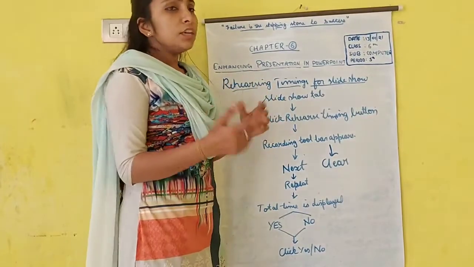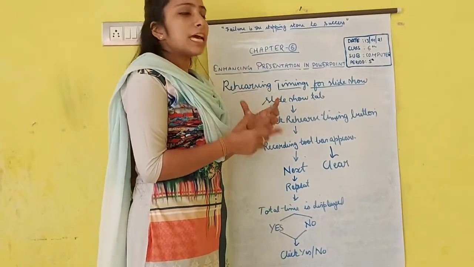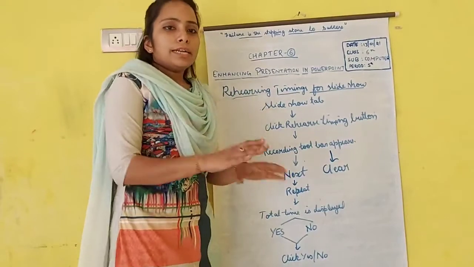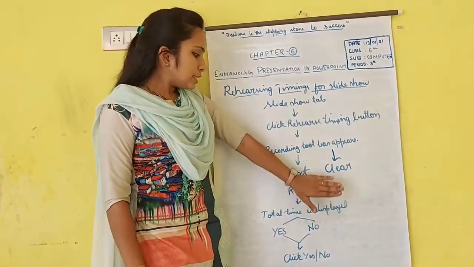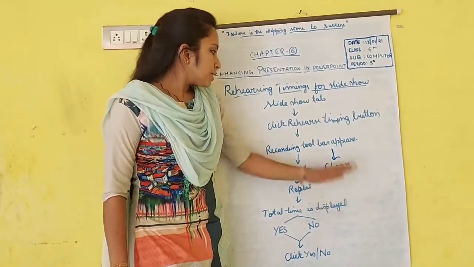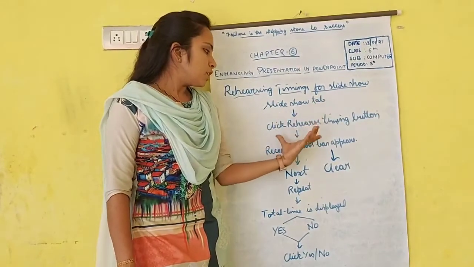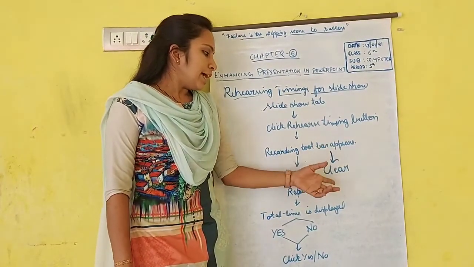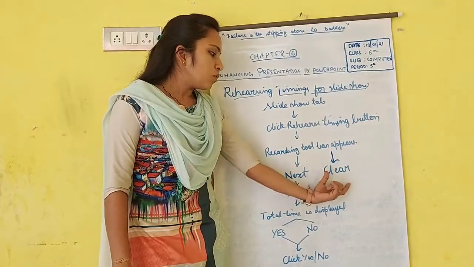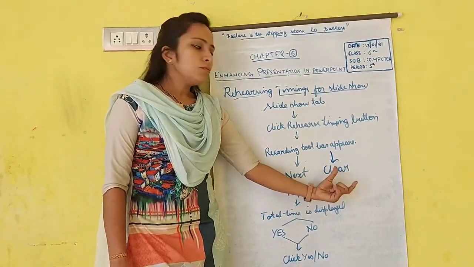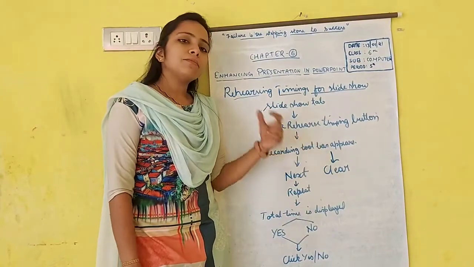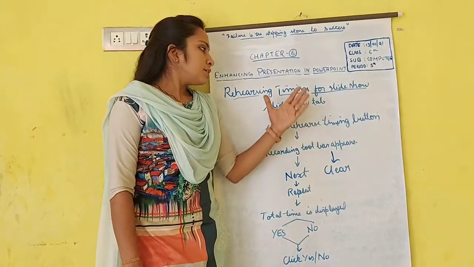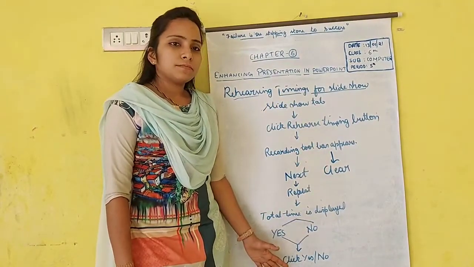Now, if you want to remove this rehearsed timing which you have set, there is no other different process. Same, you have to go to the slideshow tab, then you have to click the rehearse timing button, then the recording toolbar will appear. In that, instead of next, you will go for clear. And when you go for clear, your rehearsed timing will be reset. Clear? So that's it about this.